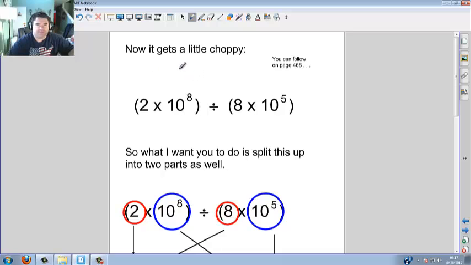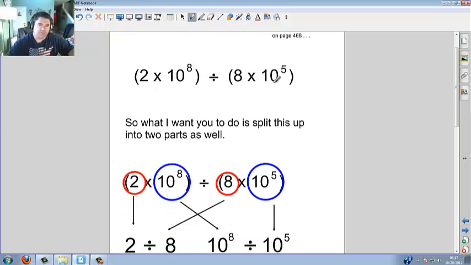Now it gets a little choppy. You can follow on page 468 to help you. And basically what we're going to do here with the scientific notation. You know, before when it was a fraction, you just flipped the back. But this really wouldn't work being flipped. Just not what you want.